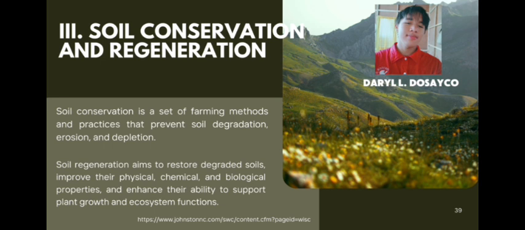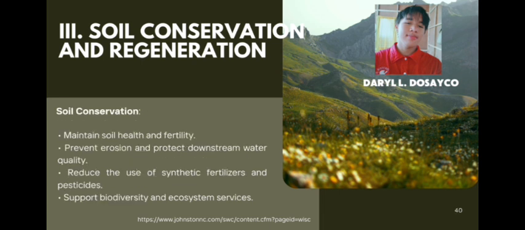Soil conservation refers to a variety of farming methods designed to prevent soil degradation, erosion, and nutrient depletion. These practices ensure that soil remains healthy and capable of supporting crops over the long term. In contrast, soil regeneration focuses on rehabilitating soils that have already been degraded. This includes improving the soil's physical structure, chemical composition, and biological activity to support plant growth and restore ecosystem function. Next slide.